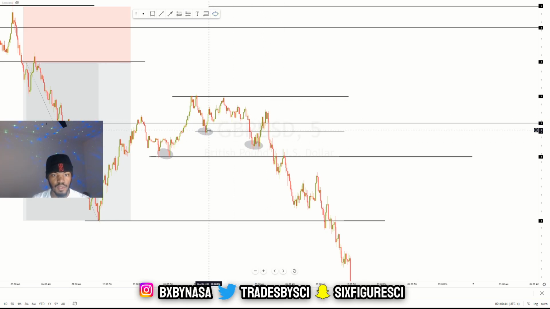You could have been looking for sells under this low, first looking for it to break here. So price ends up breaking that low, taking entries here. You can even say you took an entry here, stop loss above this line here.